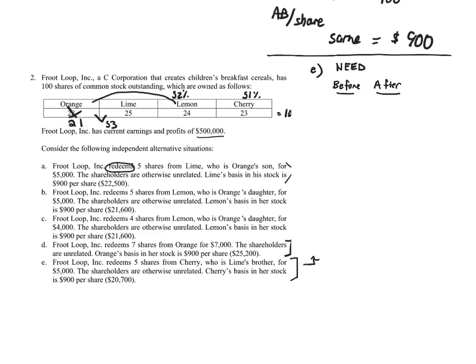So you do the person that's being redeemed. If your parent has any stock, you add in. If your children have any stock, you add in. If your grandchildren have any stock, you add in. But a brother or sister doesn't get added in. So there's no indirect ownership here. It's just going to be the 23 shares before out of 100, so 23%. And after is 23 minus 5 is 18 over 95. What's that equal? 18.9. Thank you.